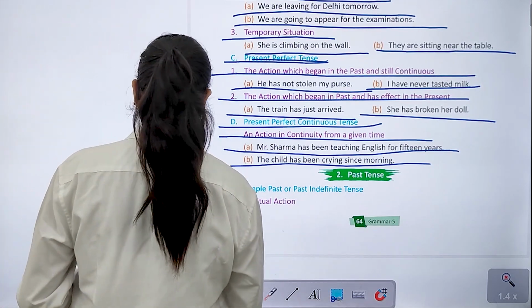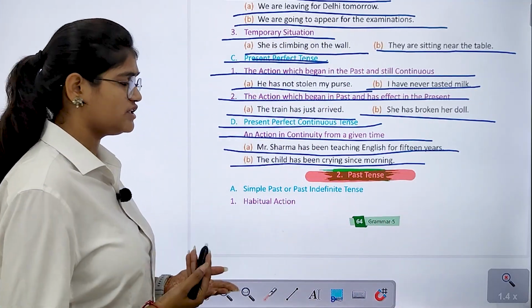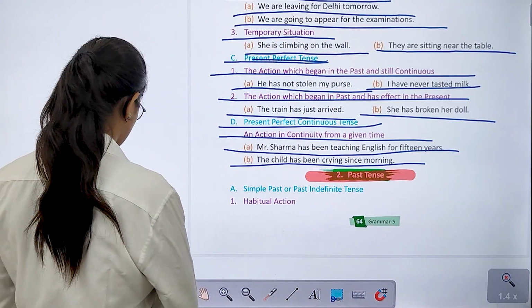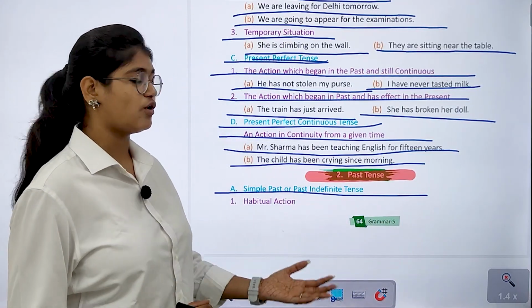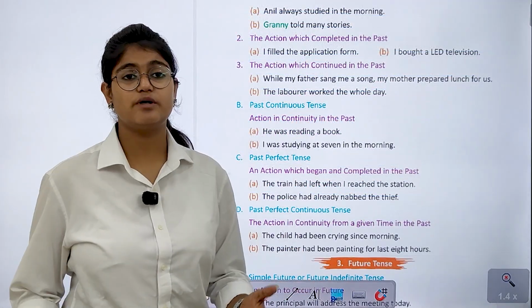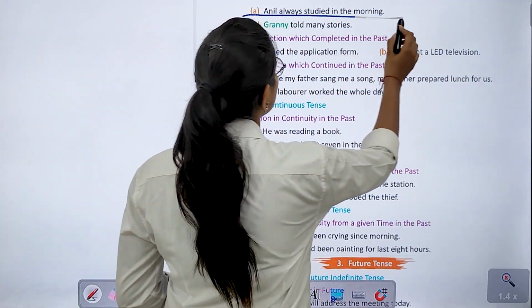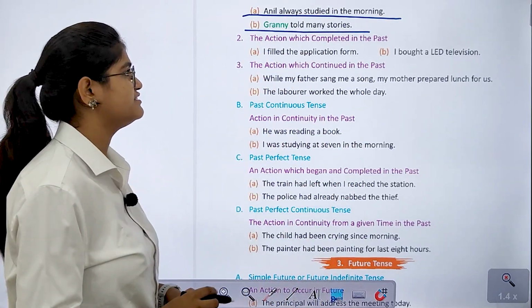After that, the next topic that we have is the past tense. So let's begin with the past tense now. First of all, we have the simple past or past indefinite tense. तो कौन कौन सी ऐसी चीज़ें हैं, जैसे कि habitual action. Just like the habitual action, it says Anil always studied in the morning. Granny told many stories, right?